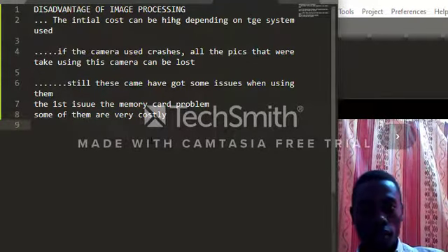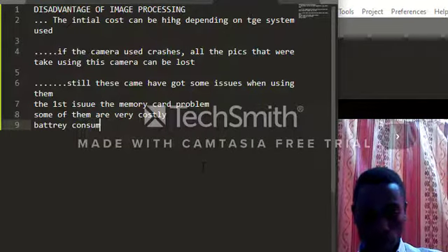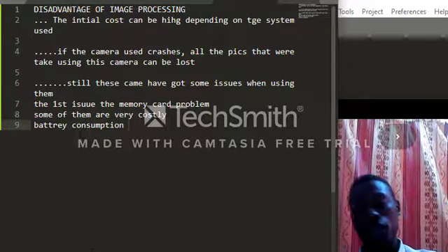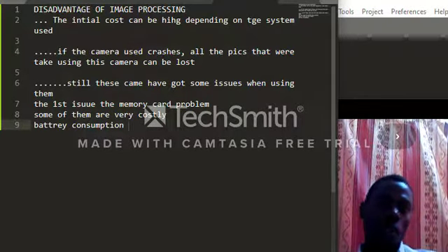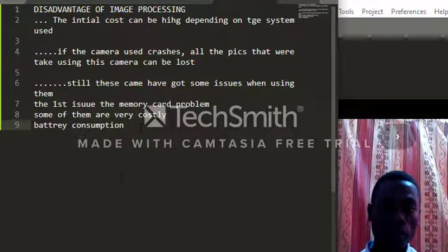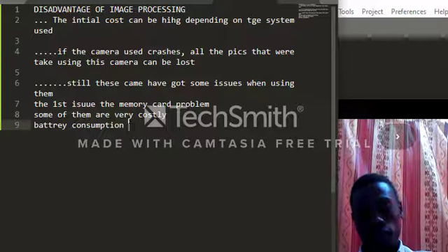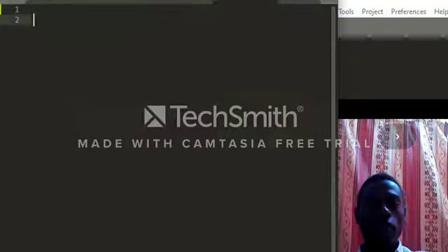And lastly, the third problem with these cameras, battery consumption. Remember, when, let's say, you were in the field trying to take some images, and you're willing to spend like 4 hours or 2 hours, yet your battery can only last for, let's say, 20 minutes. That will be a big challenge. So those are the disadvantages of image processing.